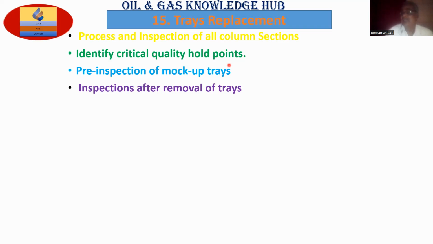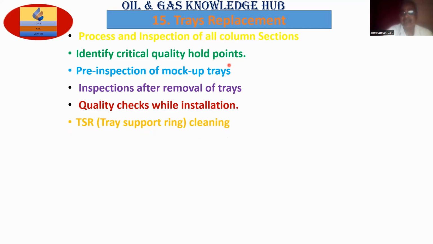You take stringent installation conditions. Okay. Quality checks while installation. Every stage, every time, every bolt and nut. When you are tightening, call the quality inspector, check the torque, everything. Then only you go to the next activity. TSR, tray supporting ring, is most important. Cleaning is most important. TSR level checks. As I discussed previously, you should use a manometer. How to use it, I have explained previously.